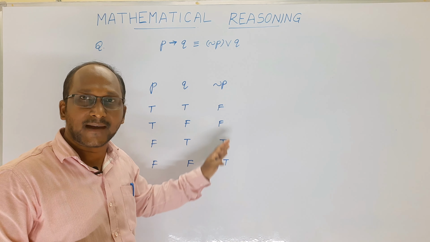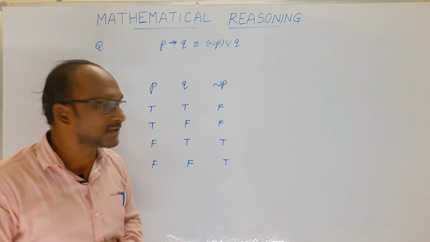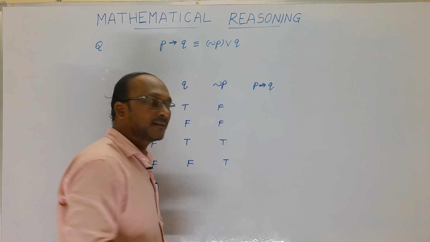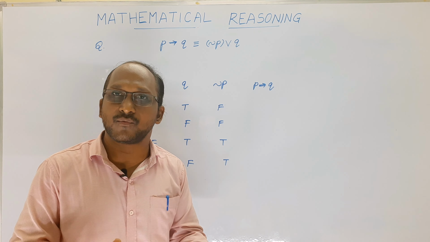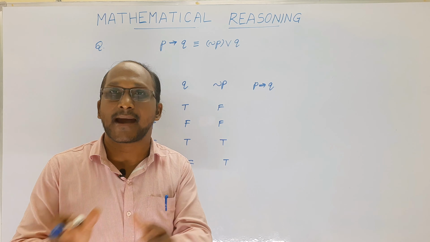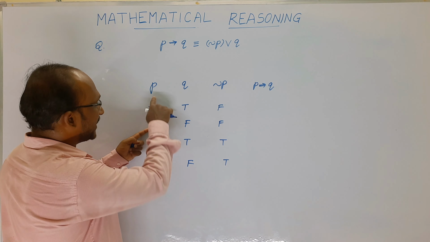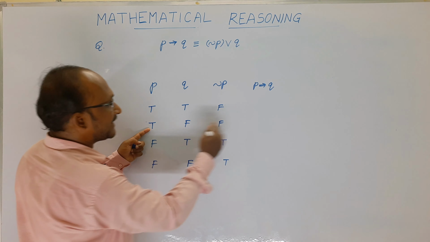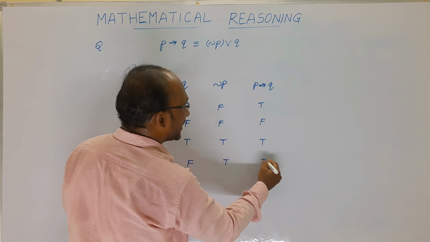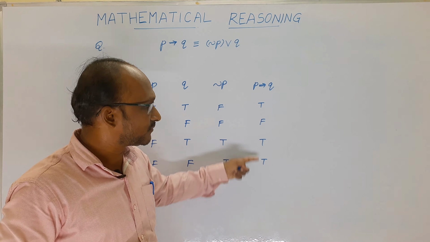After writing the truth values of the negation P, let us find the truth values of the compound statement P implies Q. So let us take another column headed with P implies Q. But we know that P implies Q is false in only one case, that is P is true and Q is false. You see that we can see only in this case, P is true and Q is false. So in this case, P implies Q is false. And in the remaining all the three cases, P implies Q is true. That's why P implies Q is true, false, true, true.